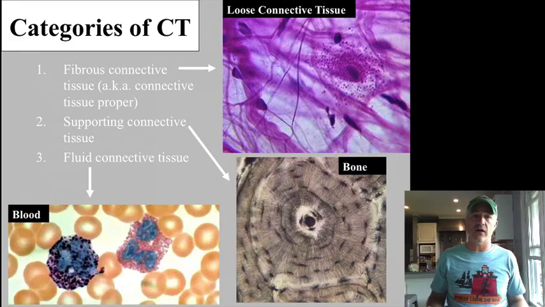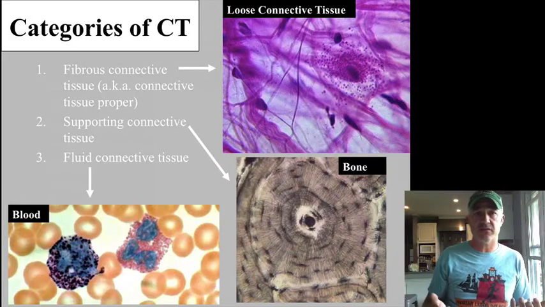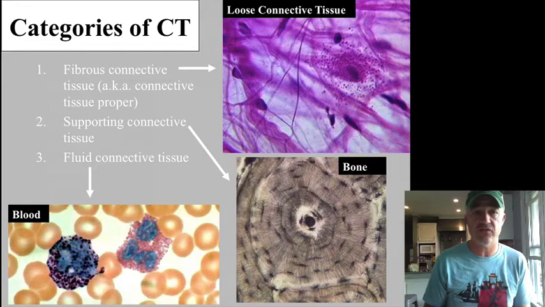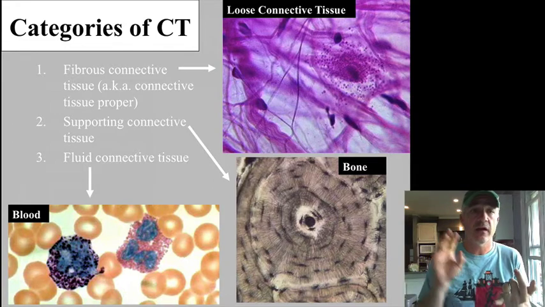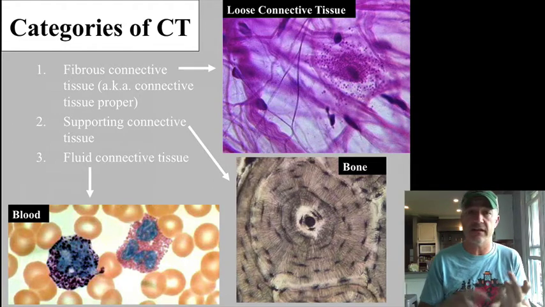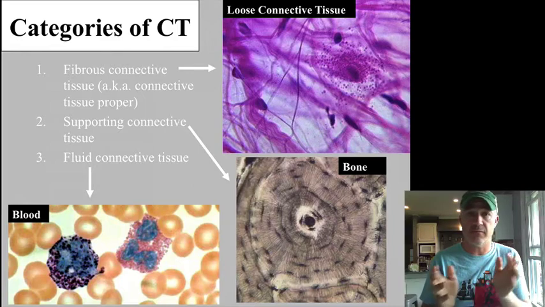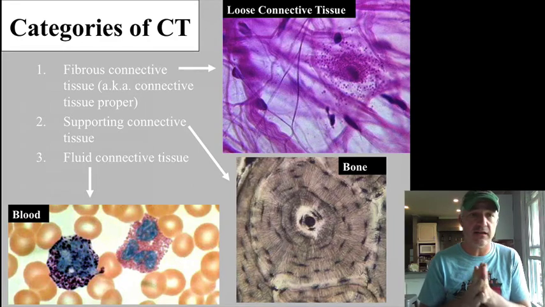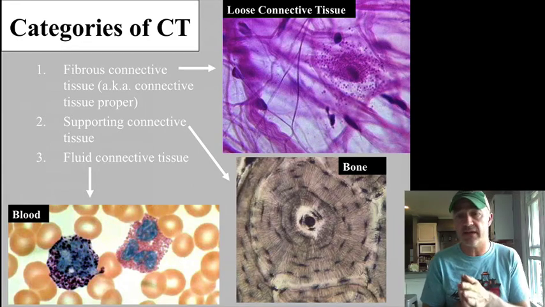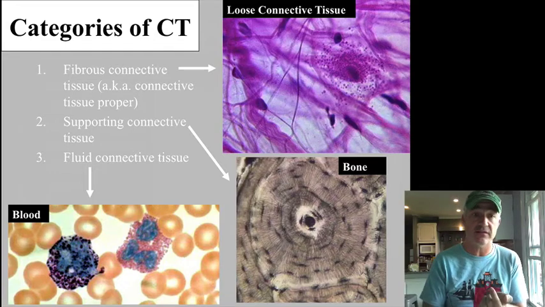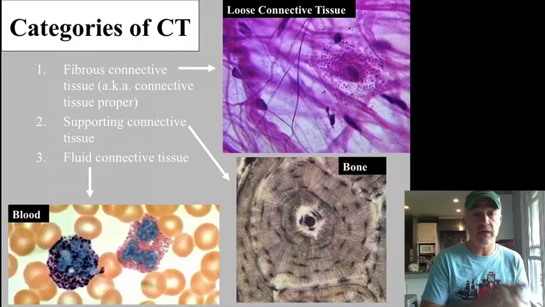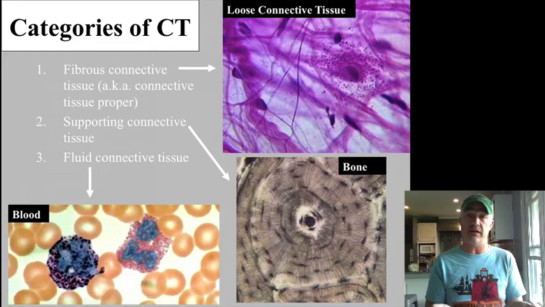We're going to see overall that there are three main categories of connective tissue. You have what we refer to as fibrous connective tissue. Sometimes they call it connective tissue proper. We're going to go through those first. They're pretty diverse in terms of what they can look like. Outside of that, you have supporting connective tissues. These are your different cartilages, of which there are three types, as well as bone. And then finally, we have fluid connective tissue, which is blood.